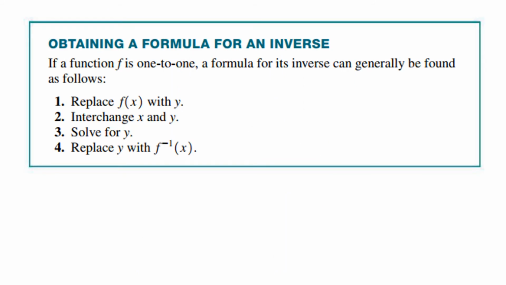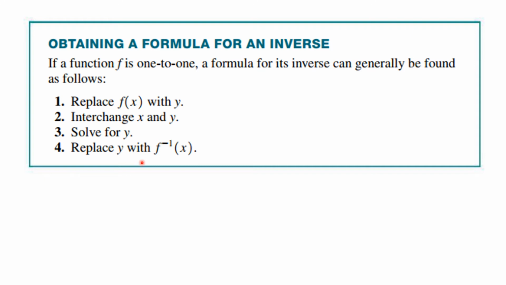We also want to know how to find the formula for the inverse. So, if f is a one-to-one function, that means it has an inverse. A formula for its inverse can generally be formed as follows. We replace f of x with y. Y is always f of x. Then, we switch x and y. And then we solve for y, and replace y with f inverse of x. So this will allow us to solve for these.